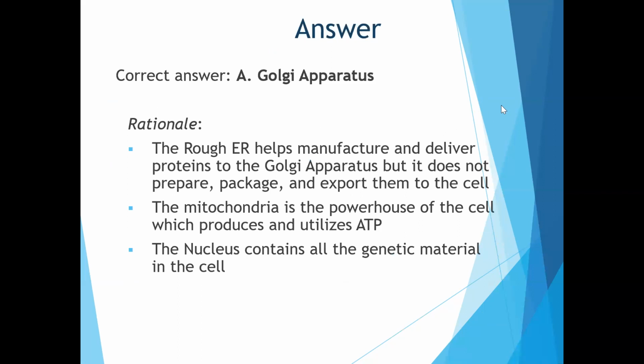And the correct answer is A, Golgi apparatus. Remember, that's our mailman. He's going to package and export material. So it's getting its material from the rough ER, because the rough ER is helping to manufacture and deliver proteins to the Golgi. But its job is to get them to the Golgi apparatus. It's not sending them to the outside of the cell.